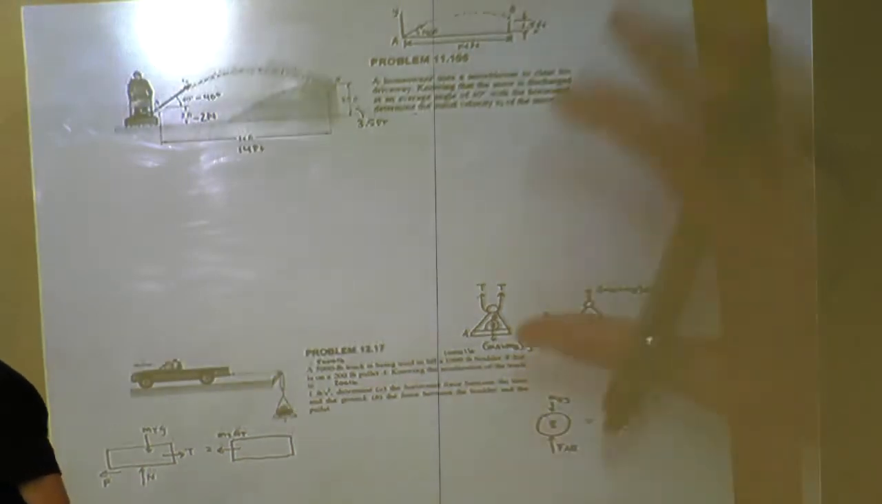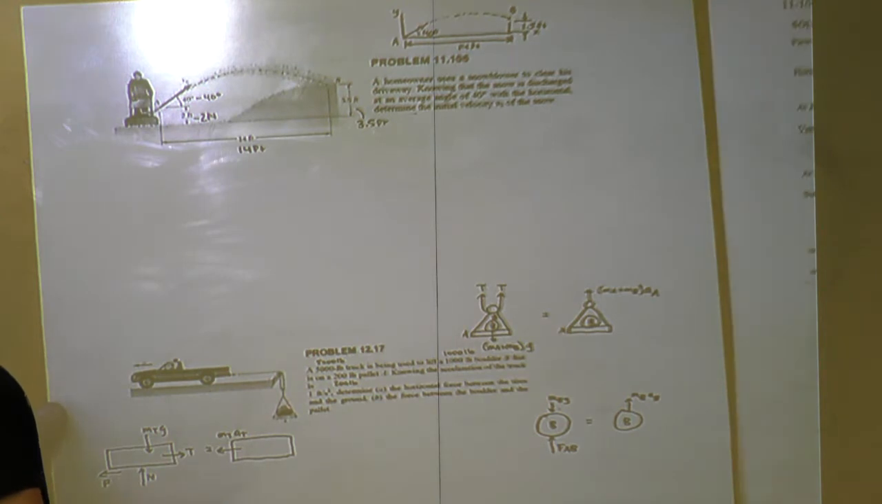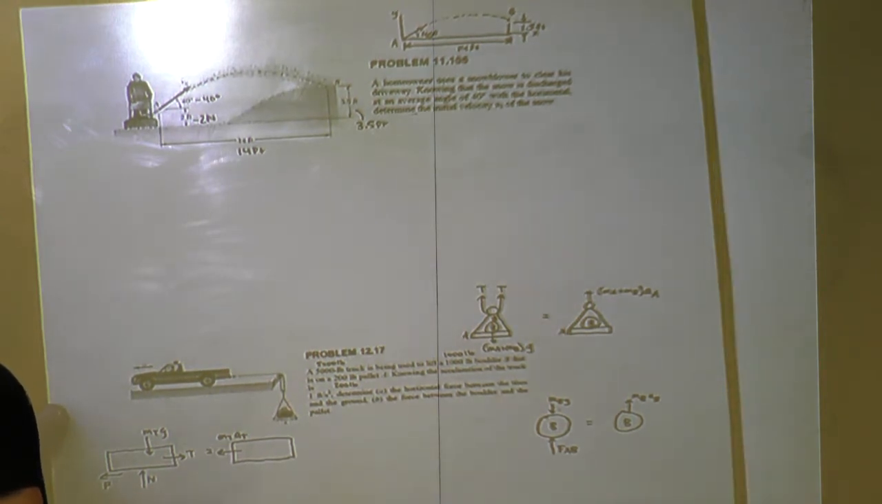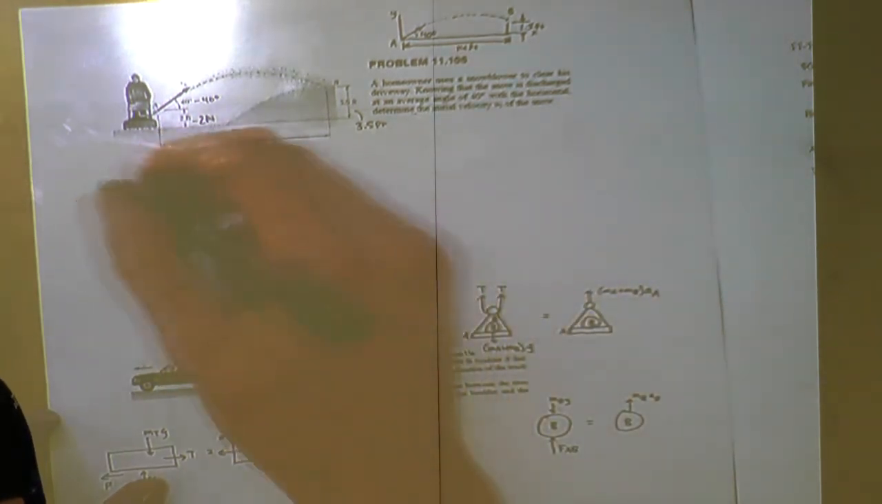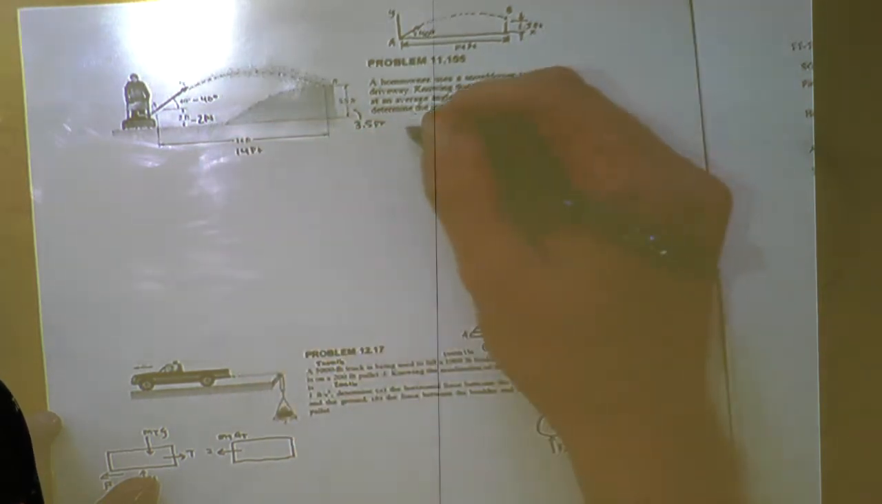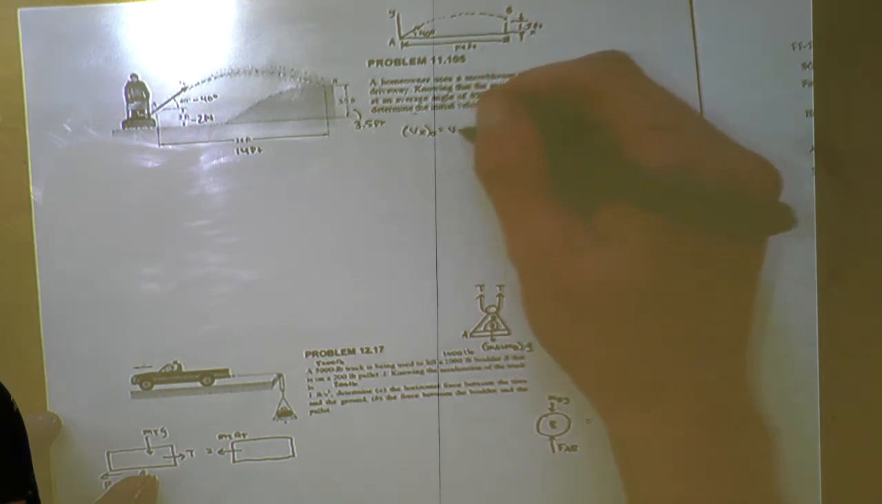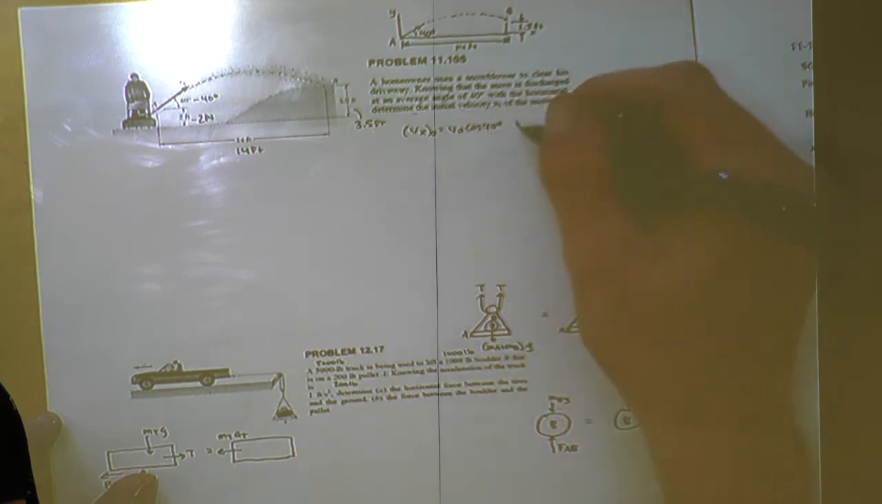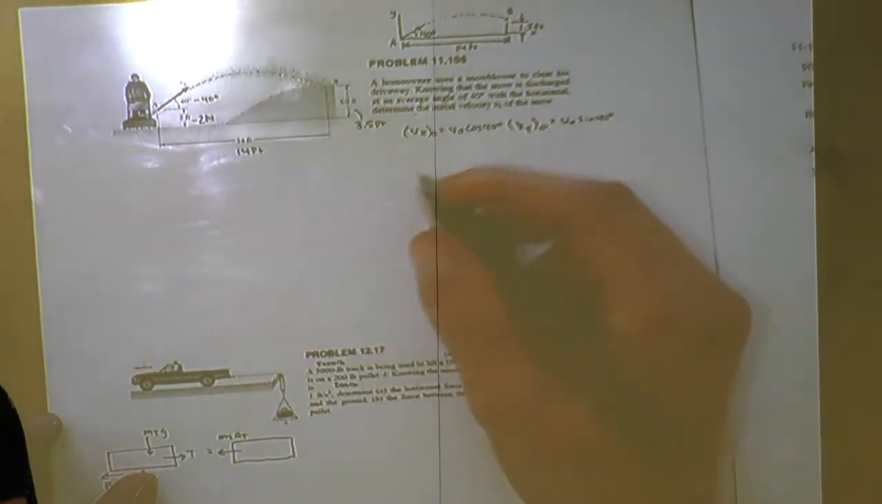I drew a few of the diagrams already just to save time for these earlier problems especially. Just to cover projectile motion really quick, we have Vxo is equal to VO cos of 40, and Vyo is equal to VO sine of 40 degrees.